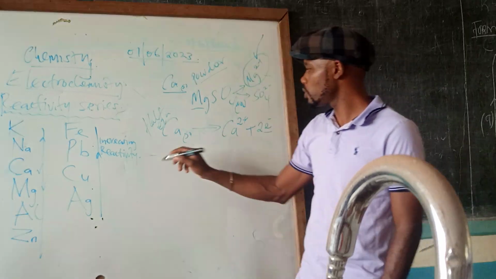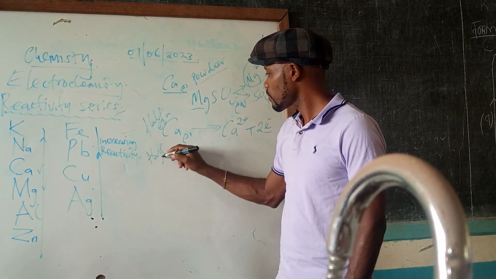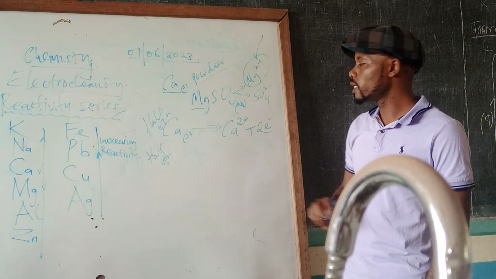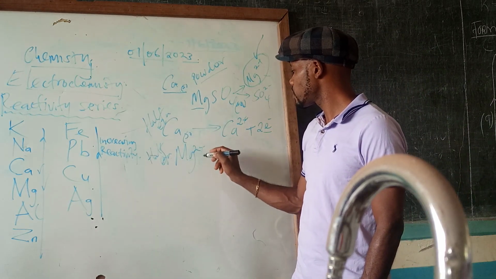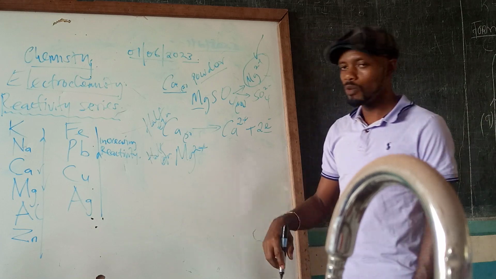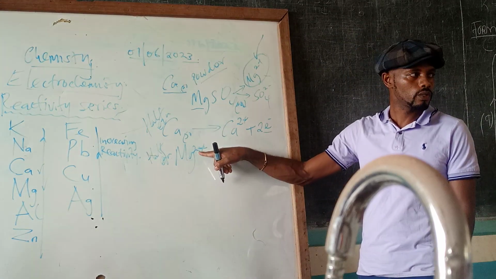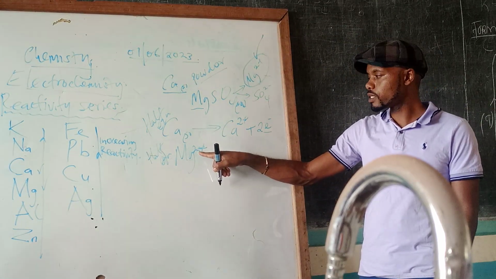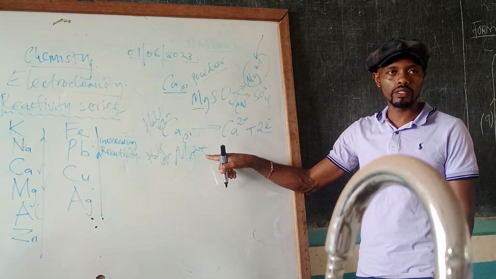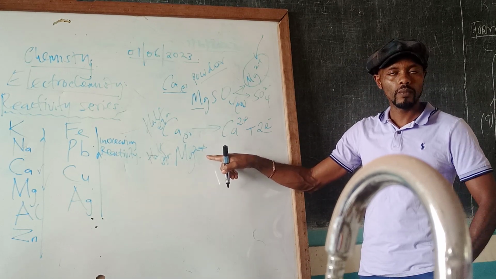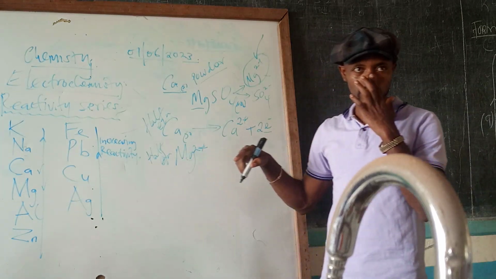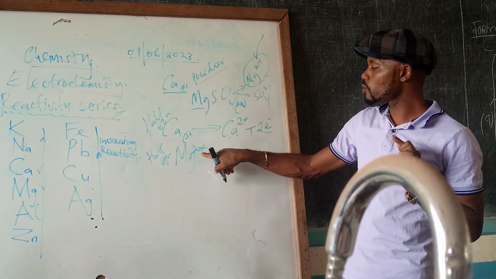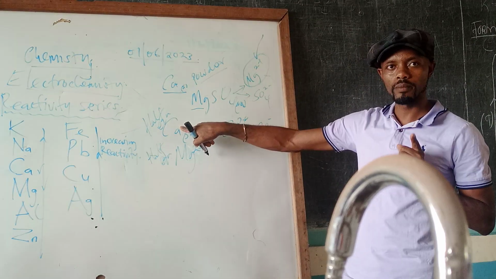In the second half equation, magnesium was in ionic state. So magnesium was 2 plus, which means it is deficit of what? 2 electrons. So for it to reach original state or stability, or to go back to the atomic state, it has to gain 2 electrons. It will gain 2 electrons which have been lost by calcium.